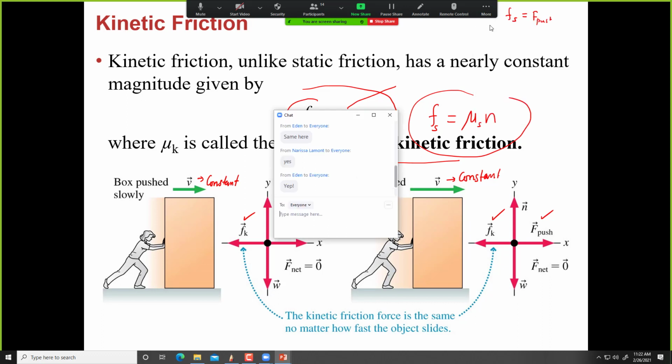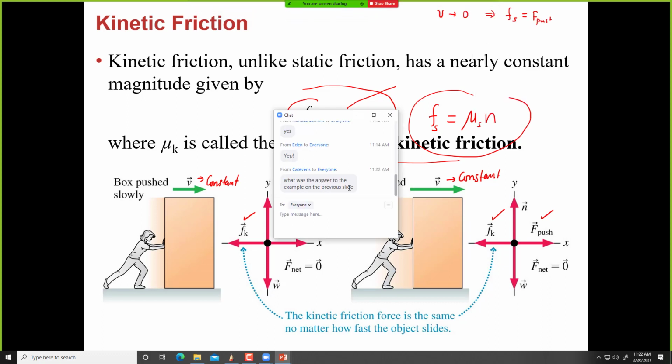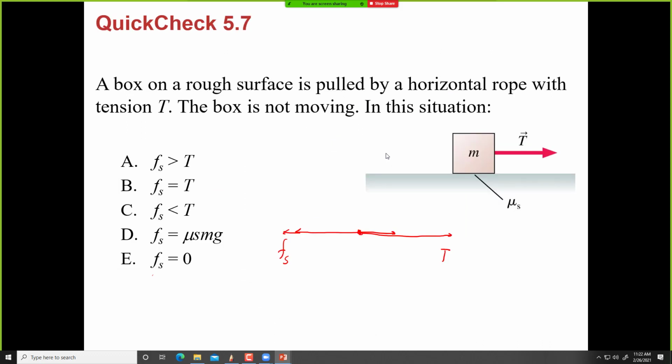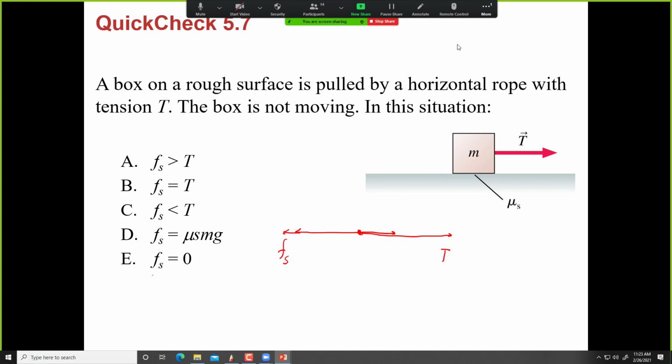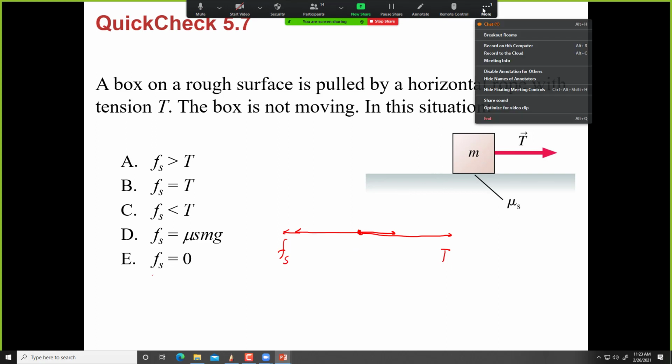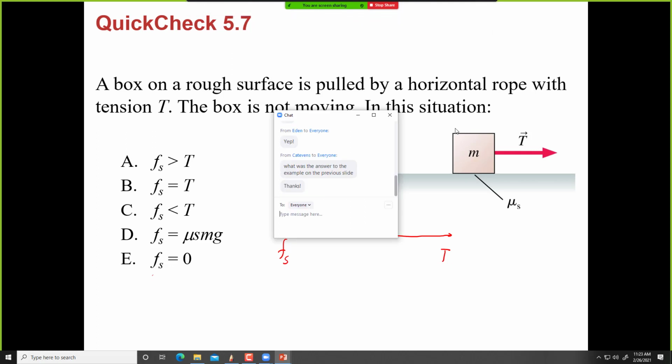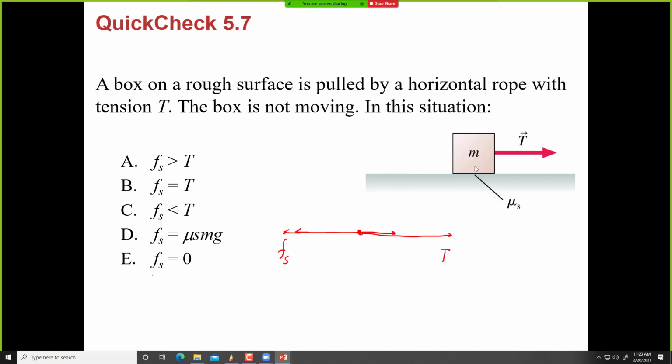See, someone is asking a question. What was the answer to the example on the previous slide? Didn't I answer that? Okay, so the answer is B for this one. This is static equilibrium. The box is not moving because the opposite forces are equal.